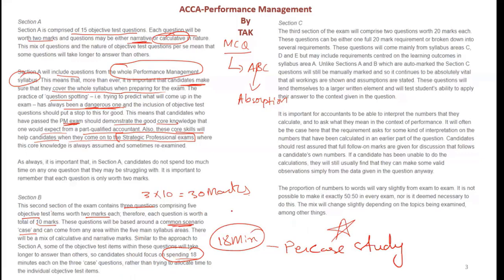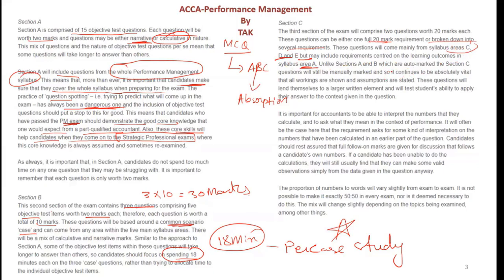Okay, so for section C, the third section of the exam comprises 2 questions worth 20 marks each. These questions can be either a full 20-mark question requirement or broken down into several requirements. These questions come mainly from syllabus areas C, D, E, but may include requirements centered on the learnings in syllabus area A. So you can see that these are the key areas they themselves are highlighting.